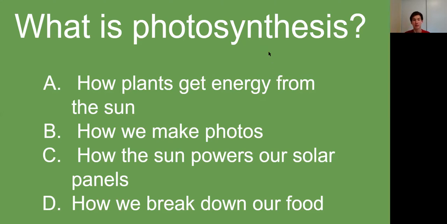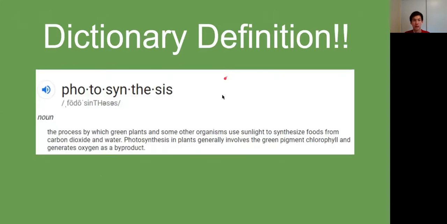How plants get energy from the sun. That's great. Here is the dictionary definition: plants use sunlight and make food from carbon dioxide and water. We'll talk a little bit about what they actually use and what they release too. Plants end up releasing oxygen into the atmosphere, which we breathe in. It's really important for them to have the starting materials, the carbon dioxide and water, to build the food that other animals are going to eat and also release the oxygen that we're going to breathe. Once again, plants are so important, and this is the process that keeps plants alive and helps them help us.